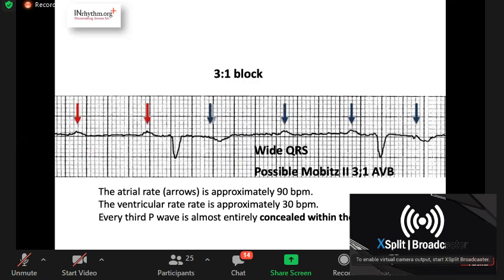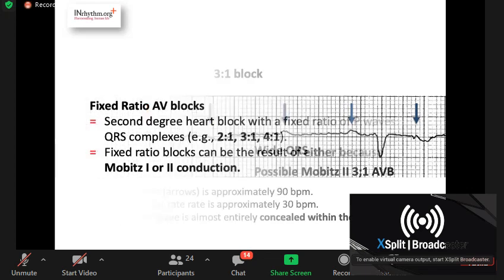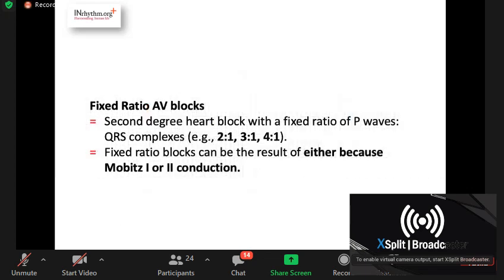So what kind of Mobitz block is it? Because of the wide QRS, it is definitely not Mobitz type 1. It is possibly Mobitz type 2 with 3-to-1 conduction. So the fixed ratio blocks are very, very common and can result from either Mobitz type 1 or type 2 conduction. So how do you differentiate? By the QRS complexes.